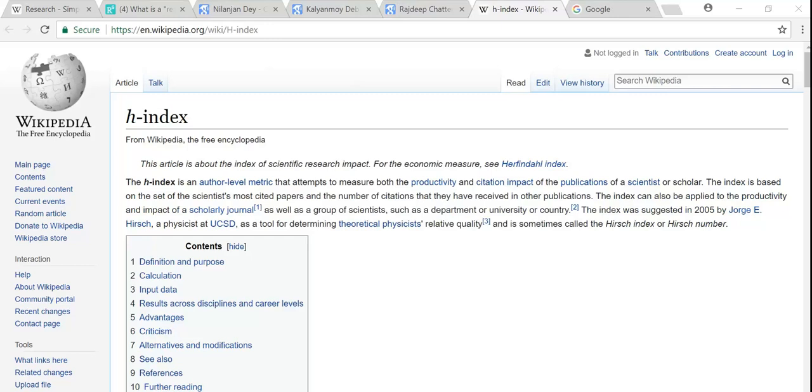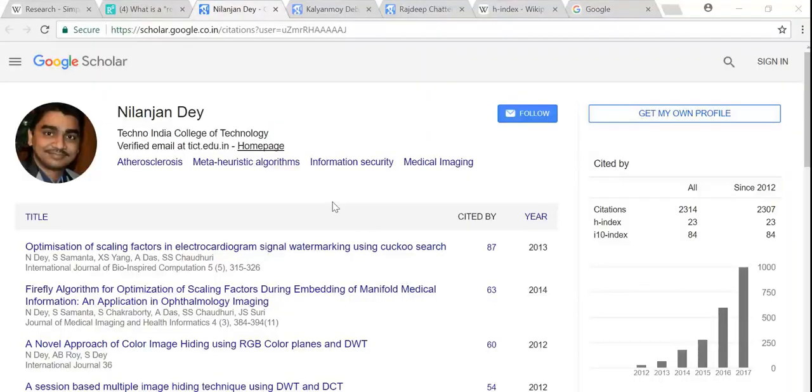The index is based on the set of the scientist's most cited papers and the number of citations they have received in other publications. So this is the definition or description of H-Index. It is available in Wikipedia, but also go into two or three Google Scholar profiles where you can find active profiles of some eminent researchers. One of them is the profile of Dr. Nilanjan De.